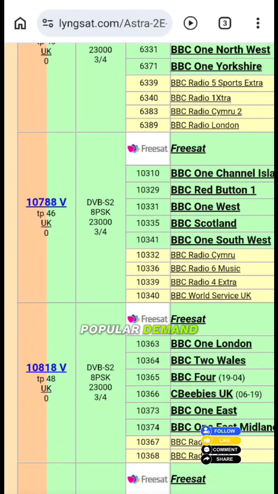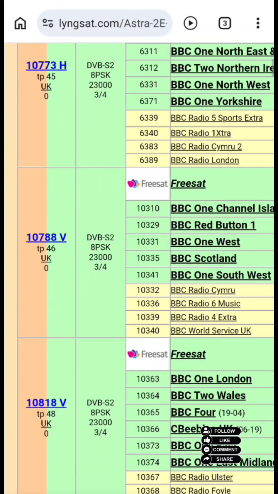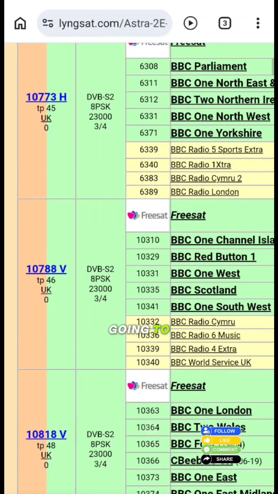Due to popular demand, a lot of people are asking me: before you track a dish, how do you know the signal? How do you know the compression of the signal? How do you know the symbol rate? How do you know the encryption, whether it is free to air or not, and many others? So today I'm going to tell us the 5 most popular places whereby you go and check the signal or the dish or the frequency before you track it.